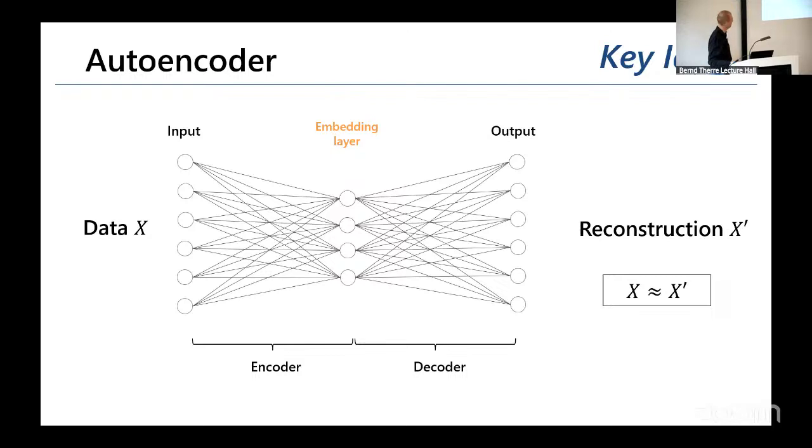Let me actually first walk through the slides, before I start to yabber too much. We have an encoder as the left-hand side, and we have a decoder as the right-hand side. The middle part is the embedding layer.